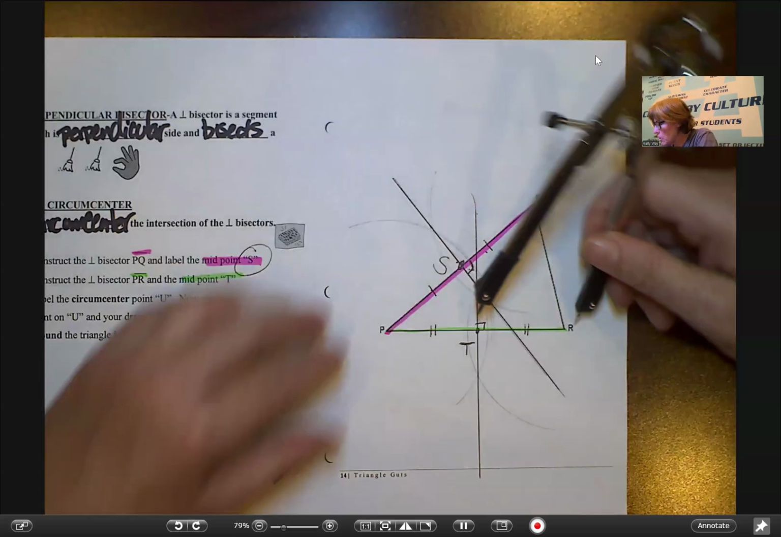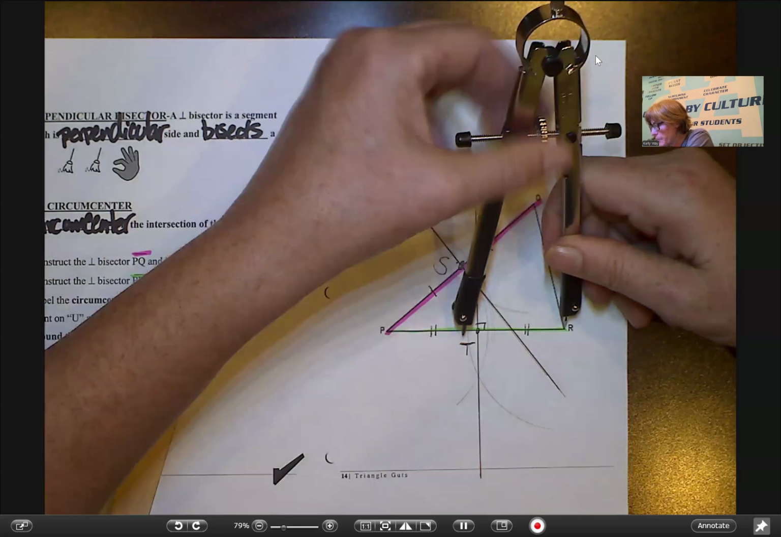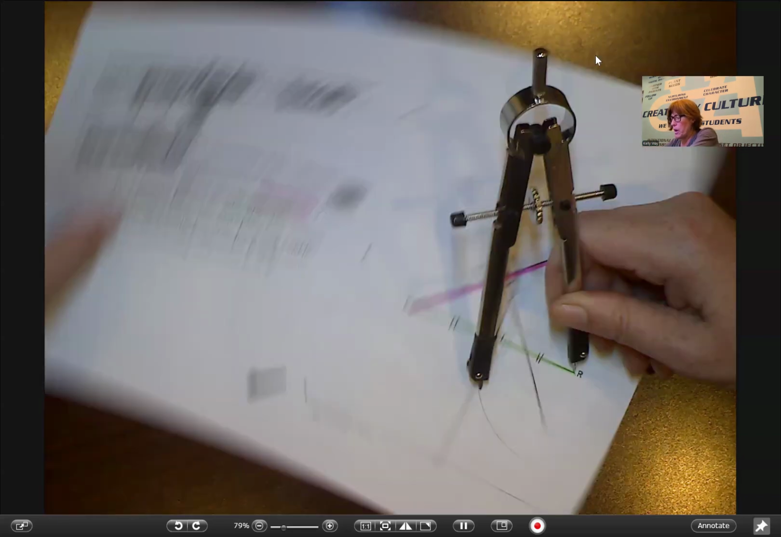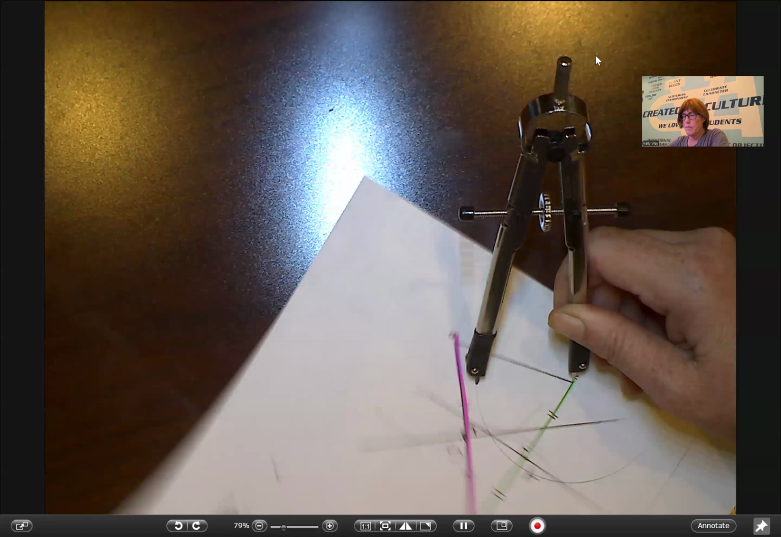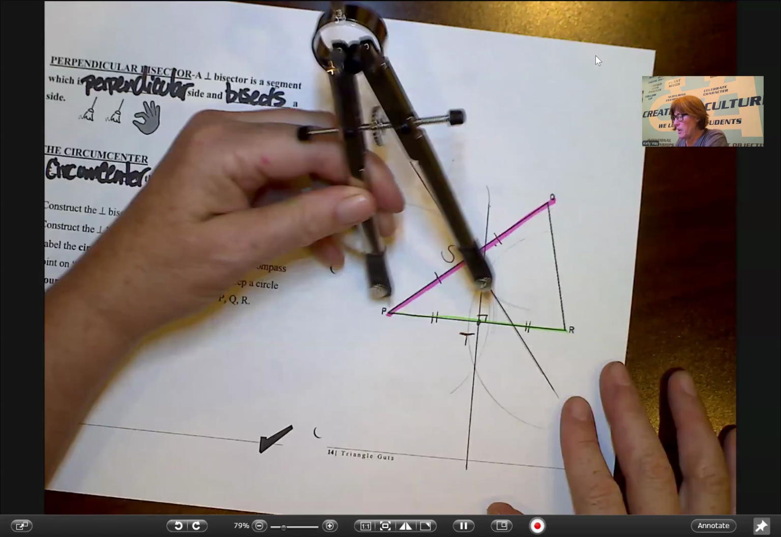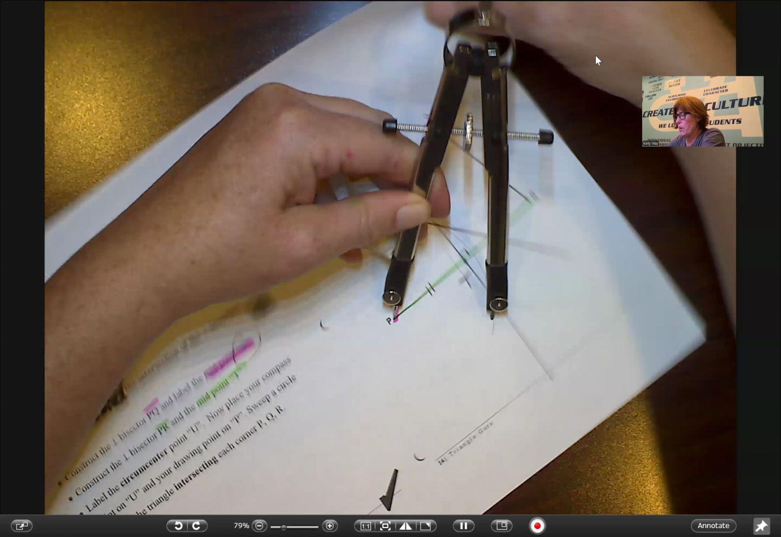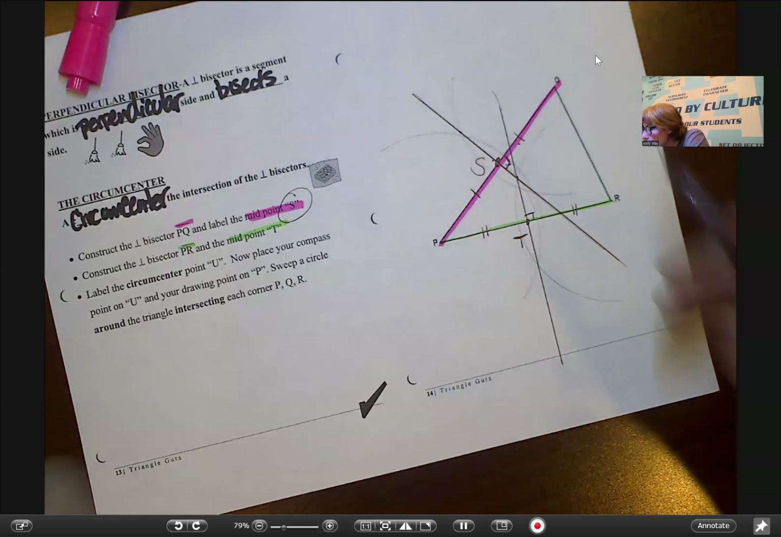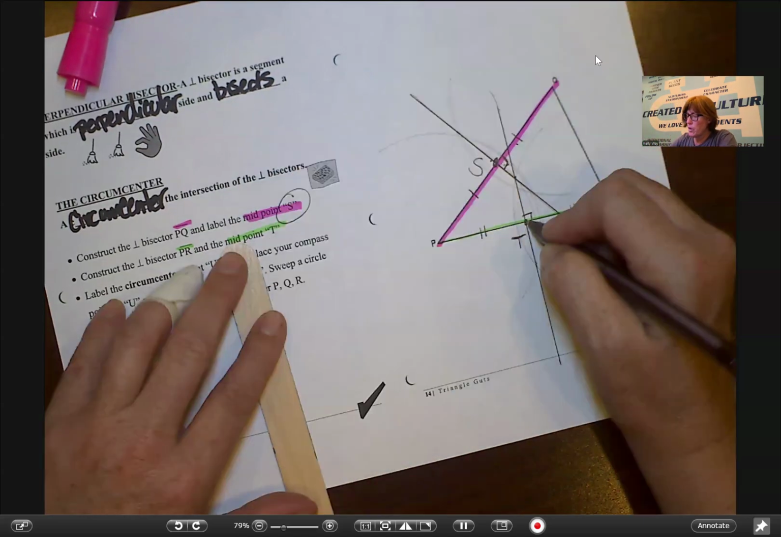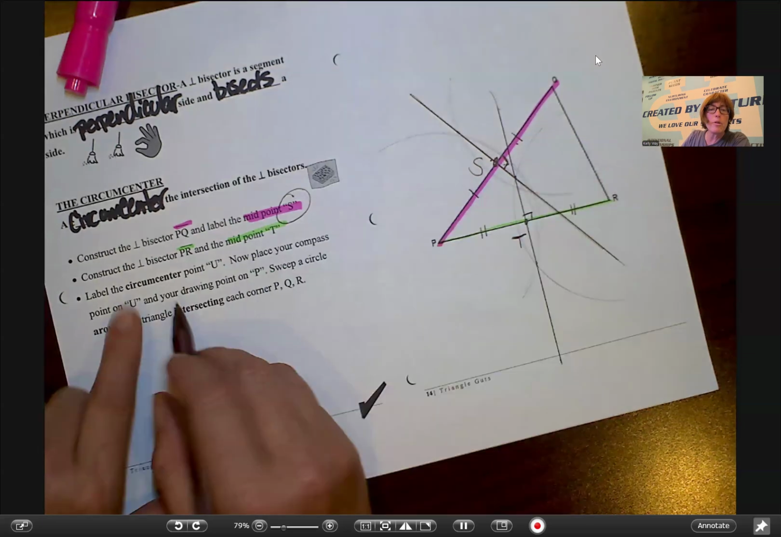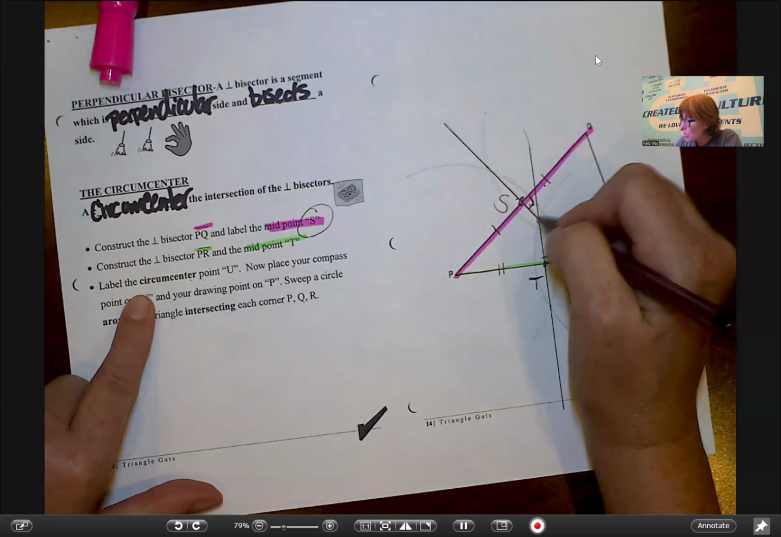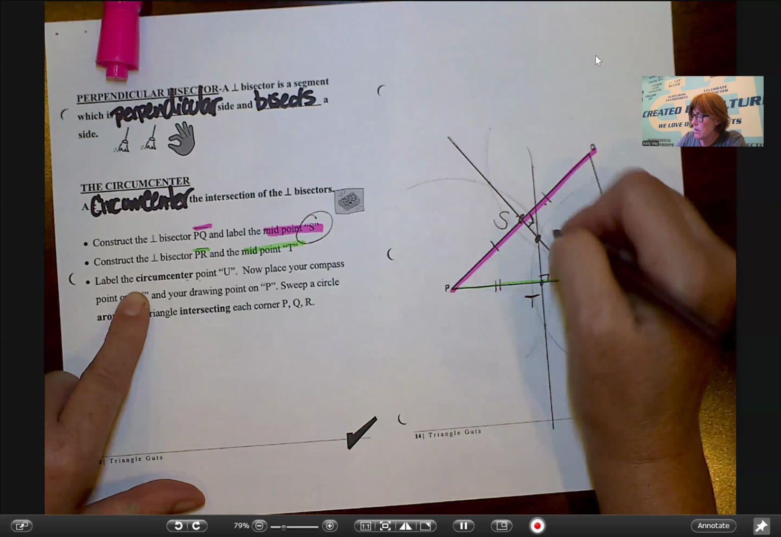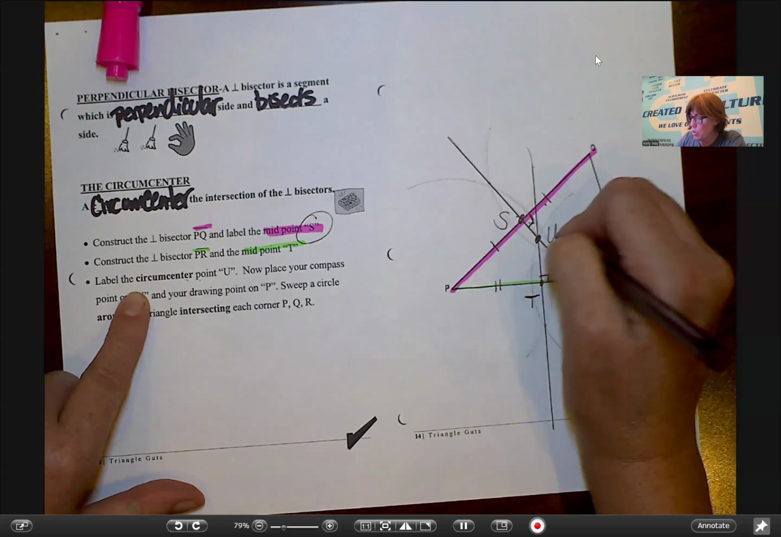The other method, twirling the paper. Plant. And we're going to sweep by twirling the paper. Other side, plant. Twirl the paper. And you line up those points of intersection. And there's your T. Says label the circumcenter U. So circumcenter is where those perpendicular bisectors intersect. And so we're going to call that U.